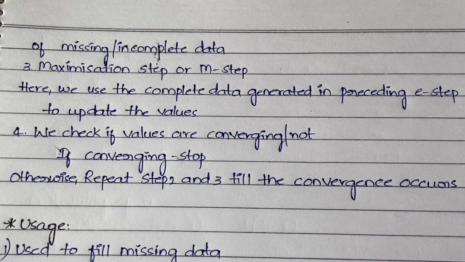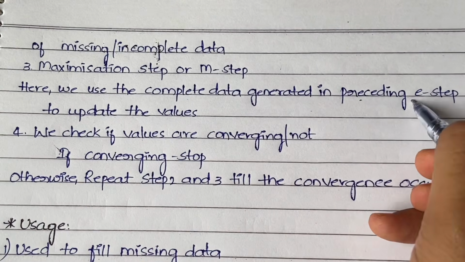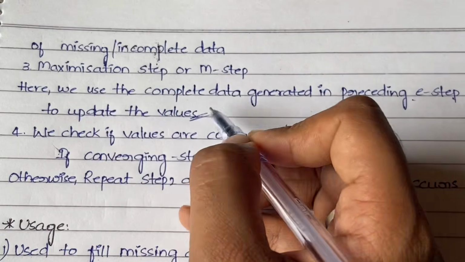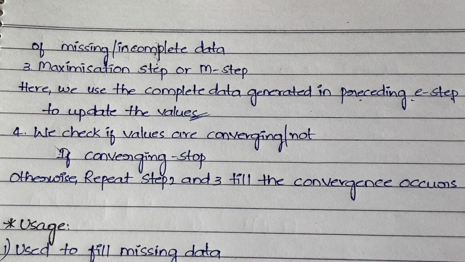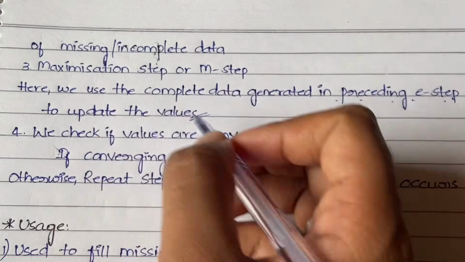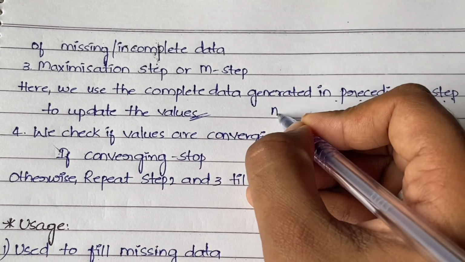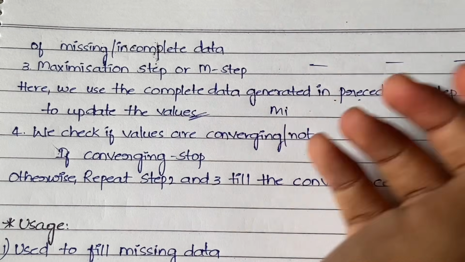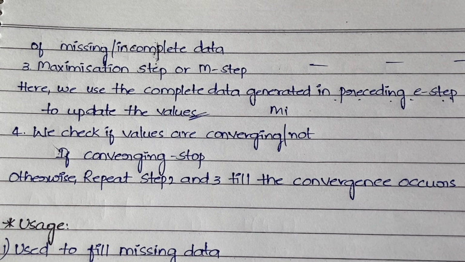The third step is the maximization step, also called the M step. Here we use the complete data generated in the preceding E step to update the values. Some inconsistencies and some missing data will be there, so you will be updating all the data. Based on the previous data, we filled up the missing positions in the previous step. Here you will be updating, so that what was previously missing now has some value.